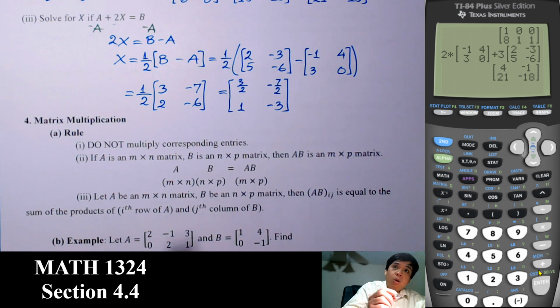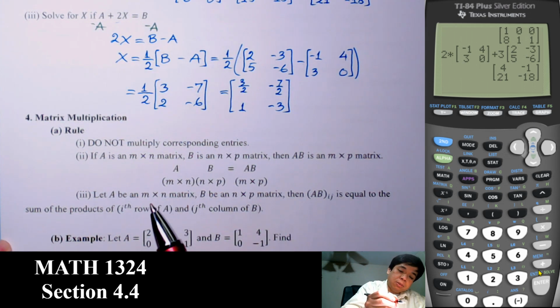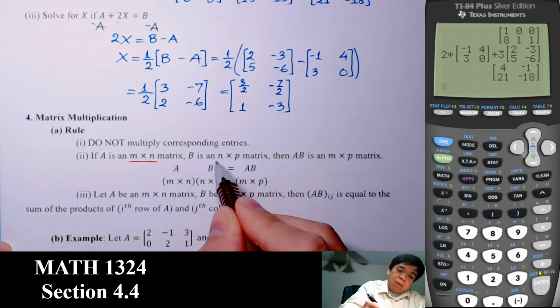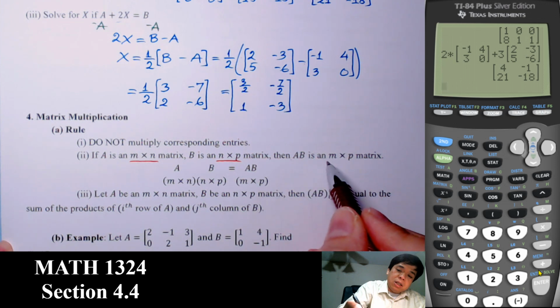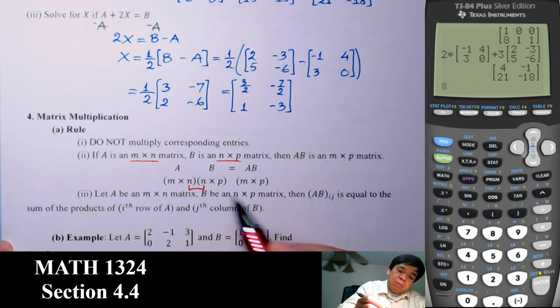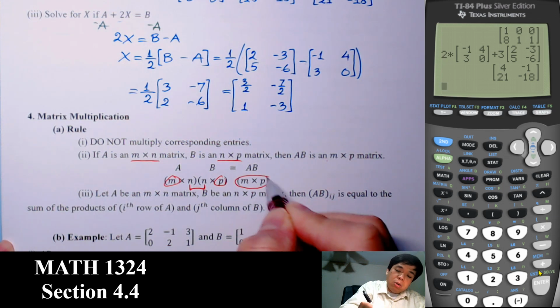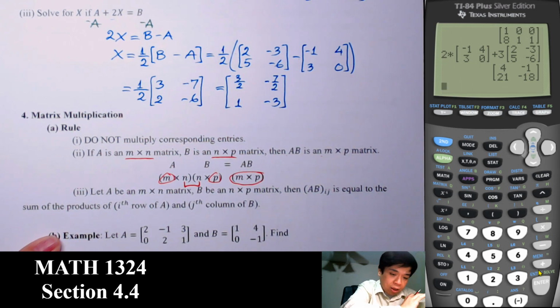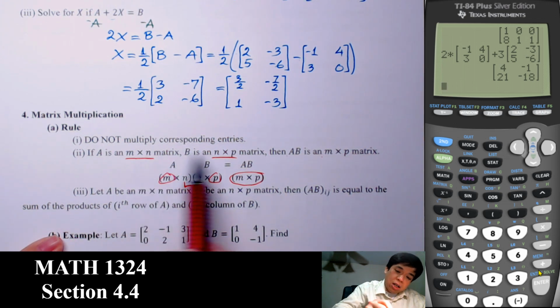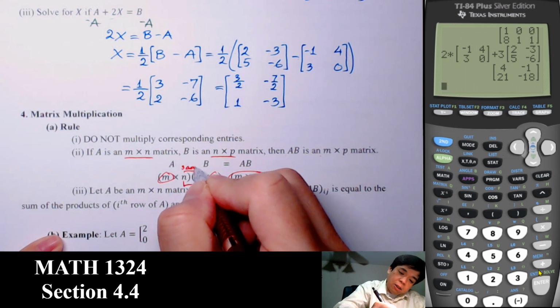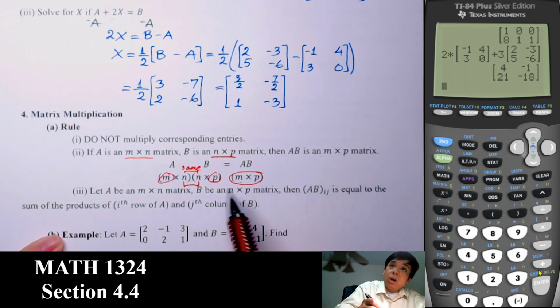So before we do multiplication, we have to check the dimension. If A is m by n and B is n by p, then the matrix A times B is defined as the m by p matrix. So when we multiply, the middle numbers have to be the same. In that case, the outside numbers will give us the dimension of the product. So it will be m by p.